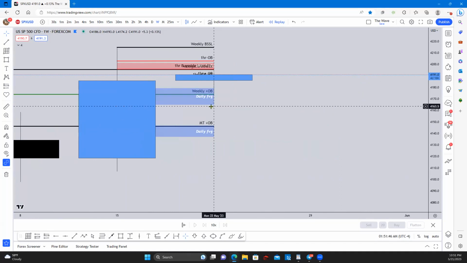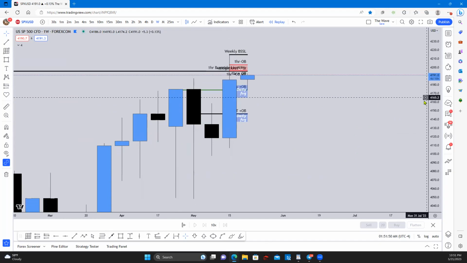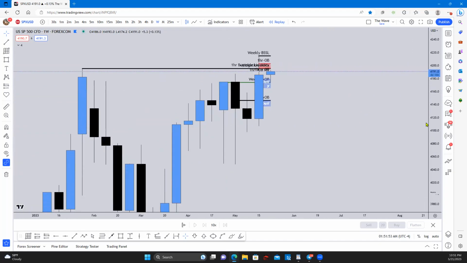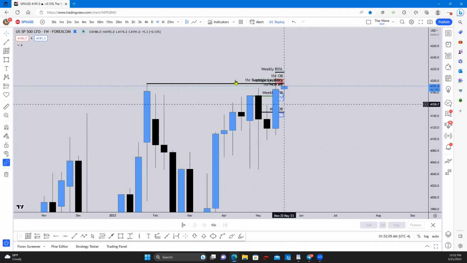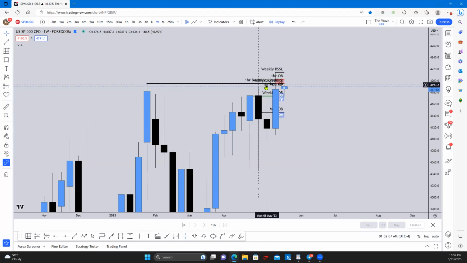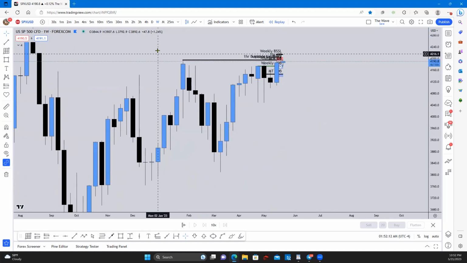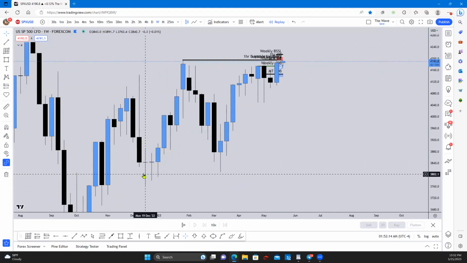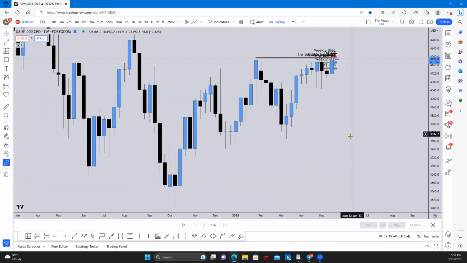So if we see here, you see here, we wicked above this weekly high from January 30th. Now, I have this as our weekly mitigation block because this high failed to take out this low here. So in market structure, we're pretty bullish here.